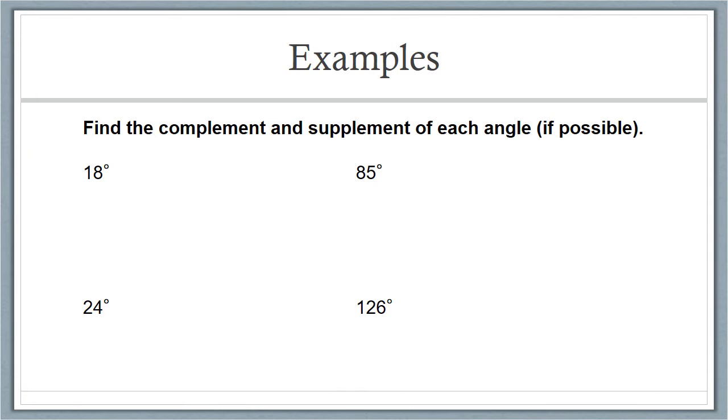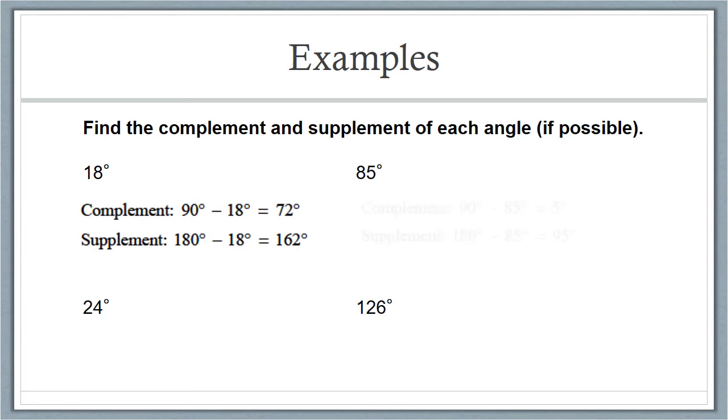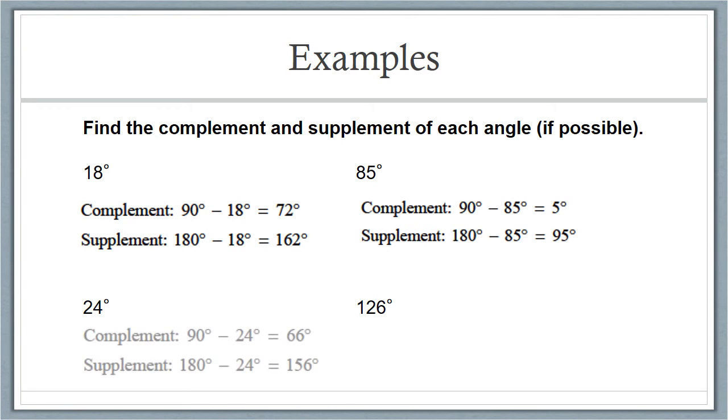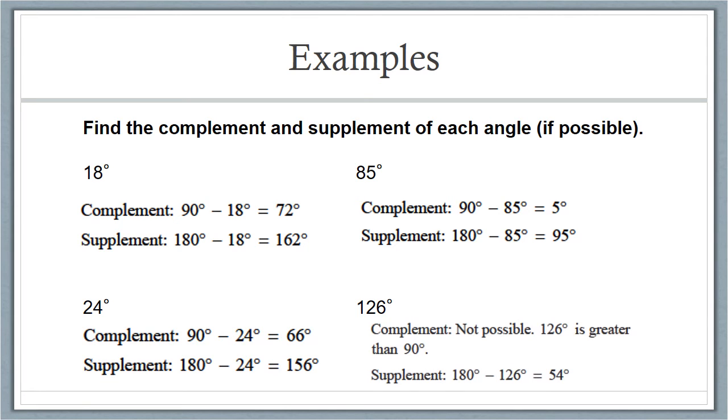Now find the complement and supplement of each angle. Pause the recording, give it a try, and resume to check your answer. Notice 126 degrees has no complement because they have to total 90.